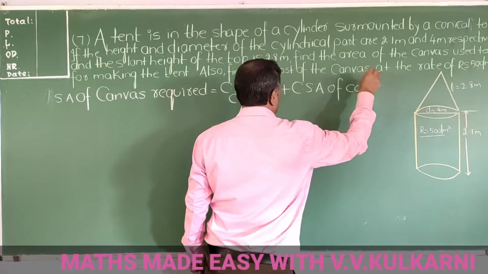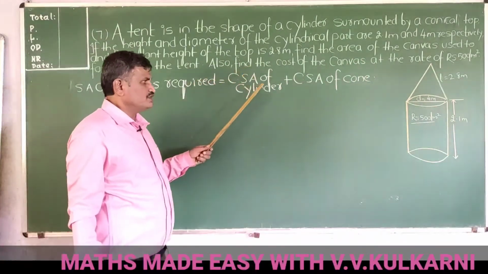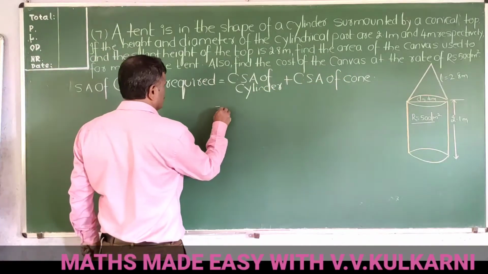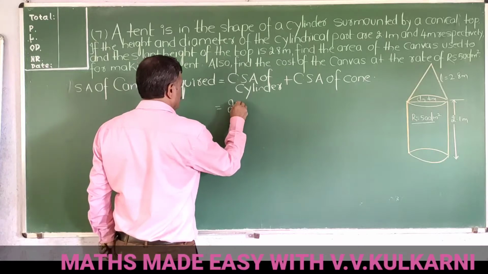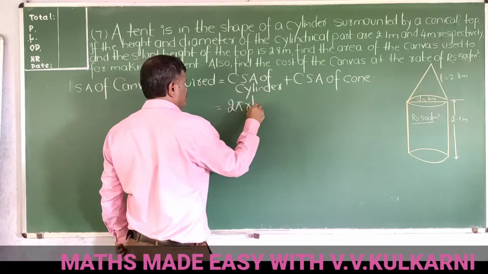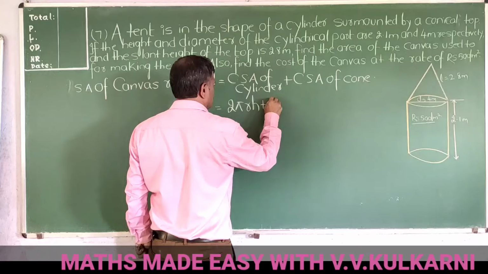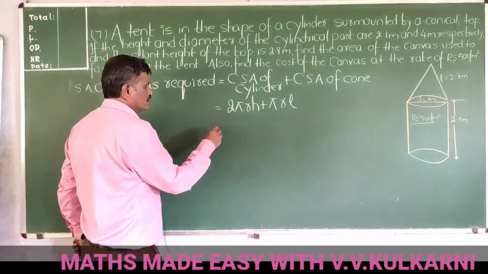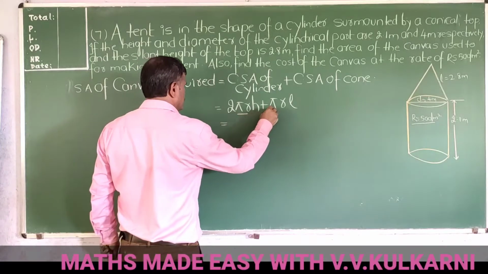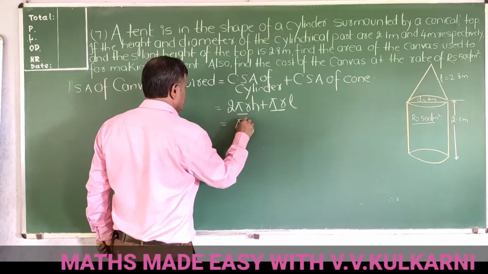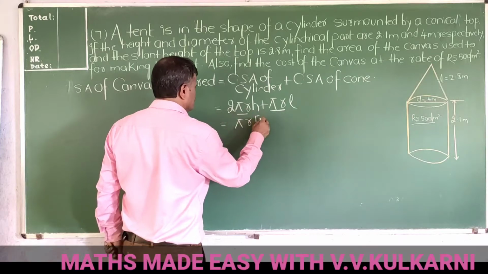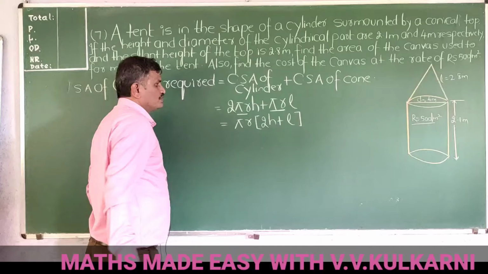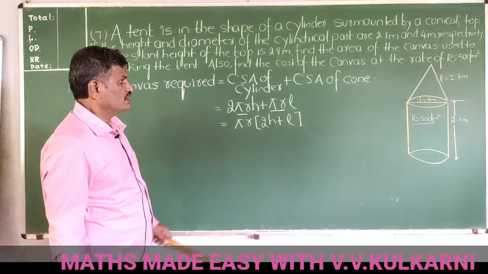Now curved surface area of cylindrical part is 2 pi r h plus curved surface area of cone is pi r l. Now whatever common factor is there, let us take it here. Pi r is common here, so what remains in the bracket is 2h plus l.